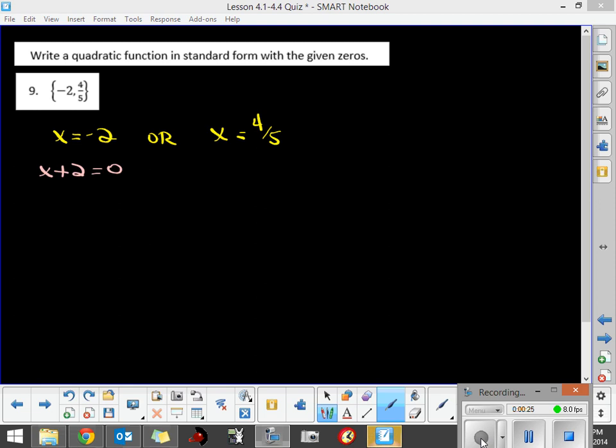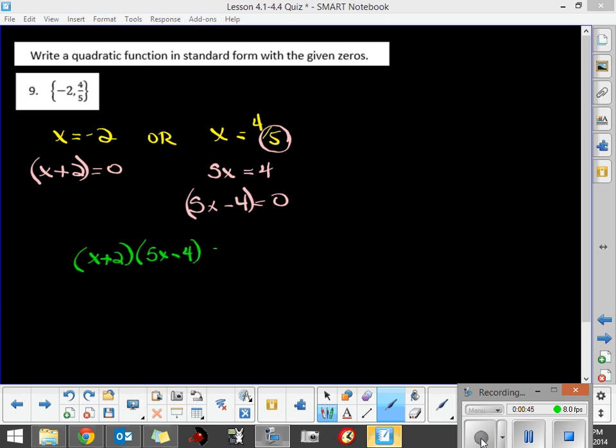In this one, instead of dividing by 5, I want to multiply by 5. So 5x equals 4. And then I want to subtract the 4, so that means 5x minus 4 equals 0. Now, once we have them set equal to 0, we know that those are the factors that we had to create our quadratic. So x plus 2 times 5x minus 4 equals 0.